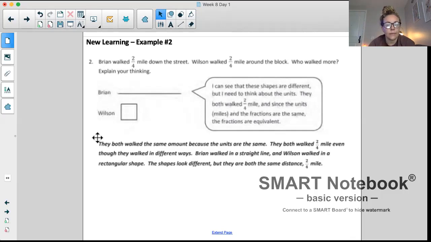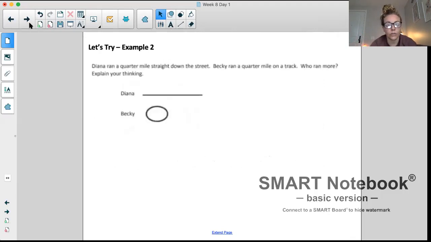They both walked the same amount because the units are the same. They both walked 2/4 miles, even though they walked in different ways. Brian walked in a straight line, and Wilson walked in a rectangular shape. The shapes look different, but they are the same distance, 2/4 miles. So if your unit is given to you, such as miles, then we know if it's the same distance in units, then obviously that's an equivalent fraction, right? It's equal.